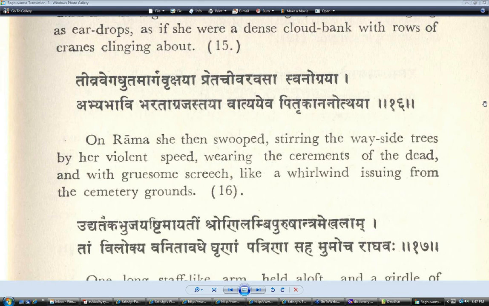There's only one verb in the whole sentence, which is Uttaya. It will be abjabhavi. That's the verb. Yes. But he has made it active in the translation. It should really be passive. So Rama was swooped upon by her. It should really be that.